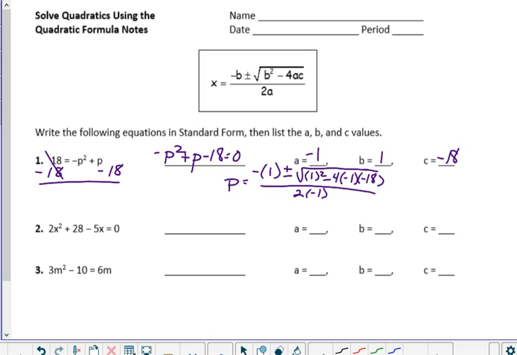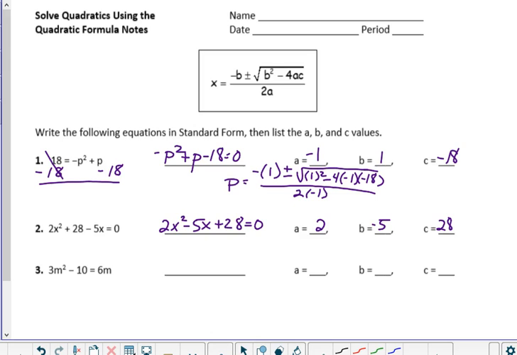So number 2, we have 2x squared plus 28 minus 5x equals 0. So this one we're just going to have to rearrange. 2x squared minus 5x plus 28 equals 0. And that gives us a is 2, b is negative 5, and c is 28. And again, we can plug that into the quadratic formula easily enough, the way we did number 1.